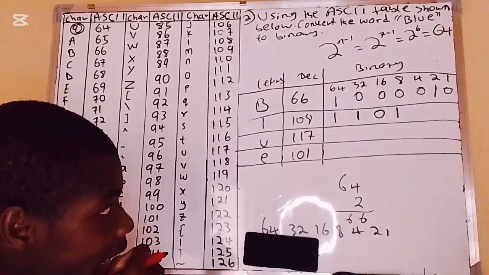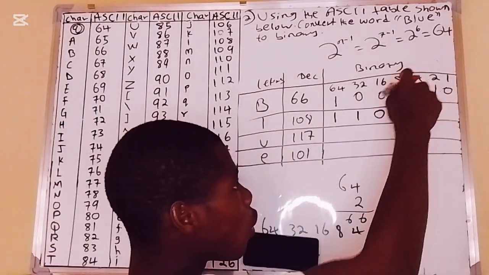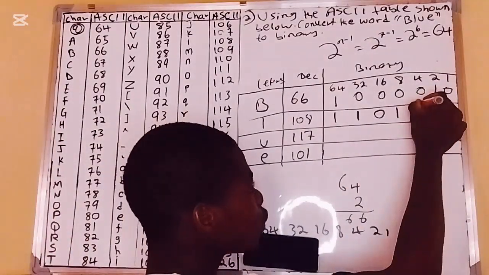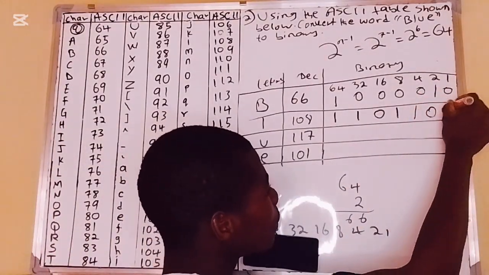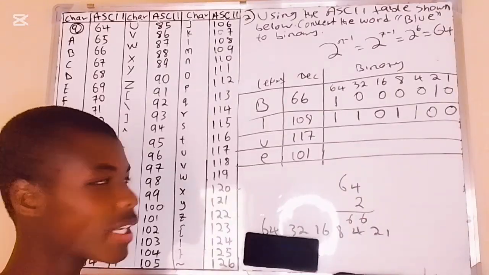So if I say 104 plus 4, 108, so therefore this will be included and the rest will be what? Will be 0 because I didn't include them. I have to get this point.